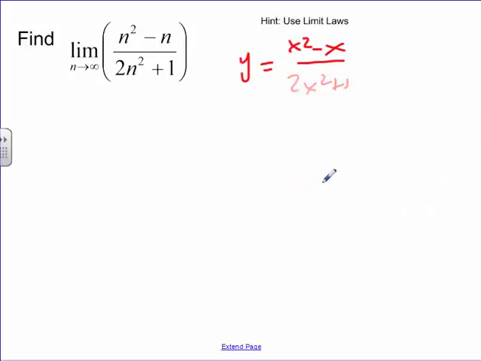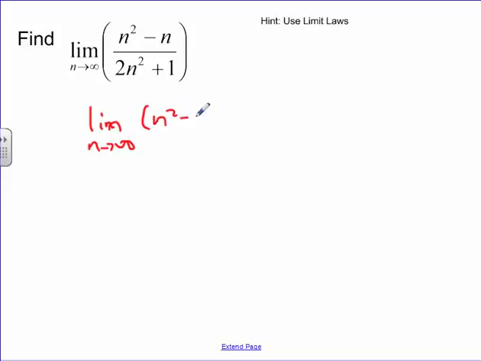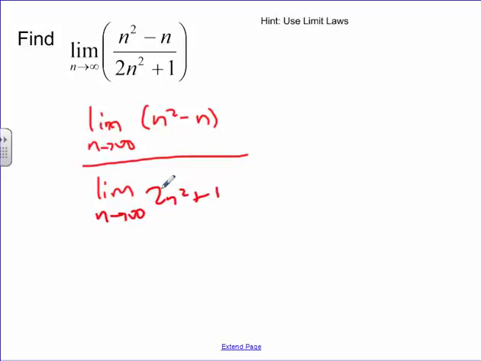Okay, so ignore the y equals stuff. Let's use our limit rules. One of our limit rules says that for things that are divided, you can apply the limit to both the top and the bottom. So I can apply this limit to the top, and I can apply this limit to the bottom. That's one of our limit rules.